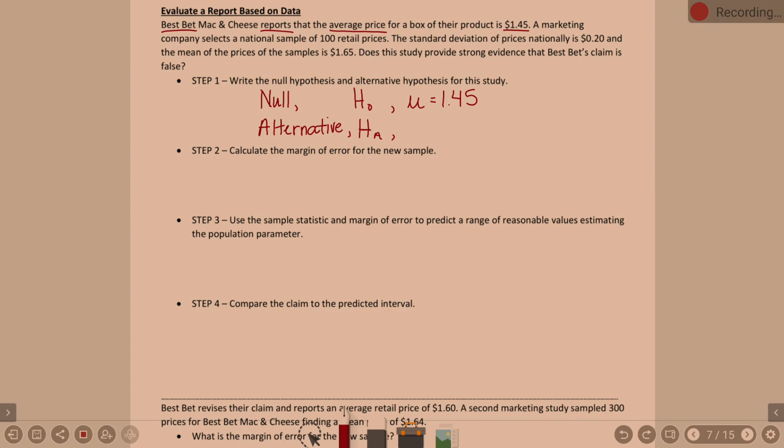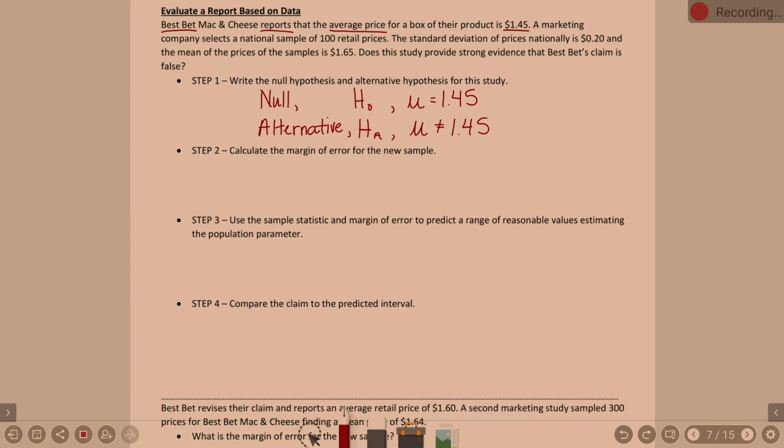Now, alternative hypothesis. The alternative says that the mean is not $1.45. It could be greater than, but in this case I'm just going to put that mu is not $1.45. The reason is that, yes, we have the sample, but we don't really have any indication of which way it's going to go. It could be less. Okay, so we have our null hypothesis and our alternative hypothesis.